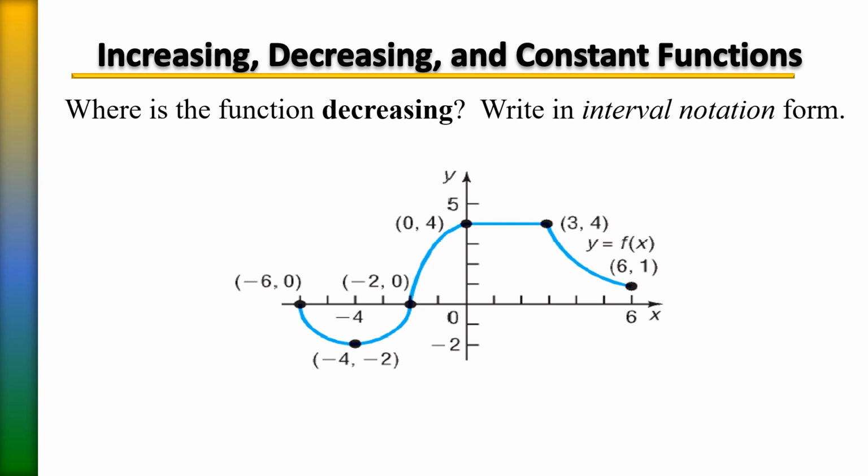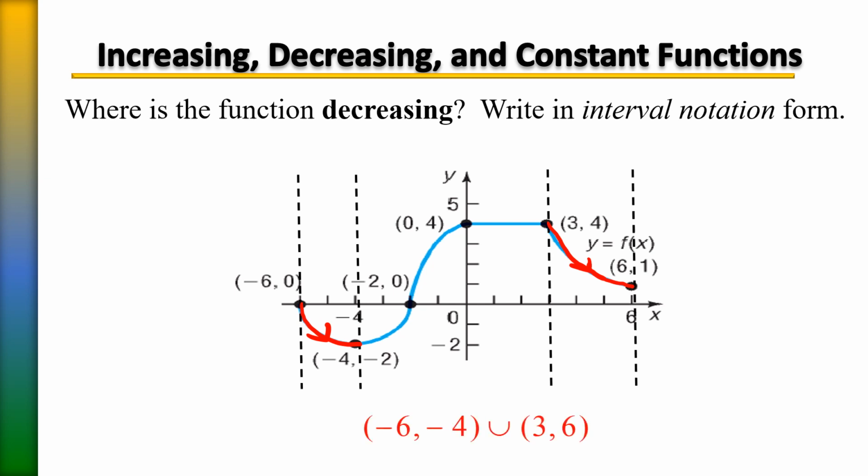Now there is also another place, because over to the right of the function it starts right here. Let's see, that's 1, 2, 3, so it starts right there at 3 and it keeps going down, down, and it stops right there at 6. So from 3 to 6 it is also decreasing. So again, the first point of decreasing was from -6 to -4, and it decreased again on the other side from 3 to 6. And we use the union symbol to show both places on the interval in which it was decreasing.